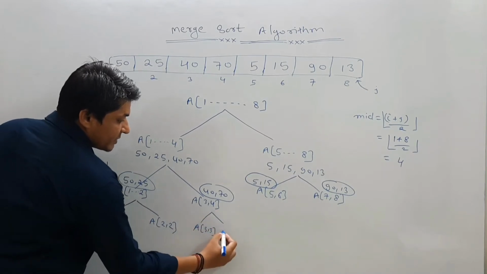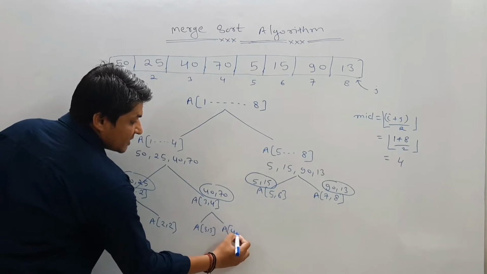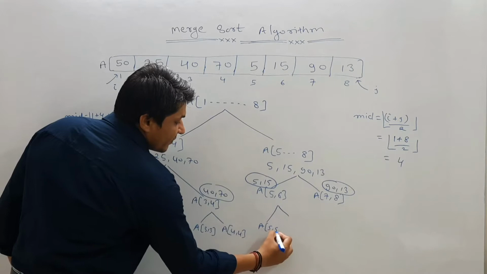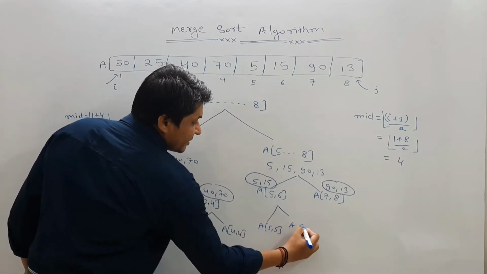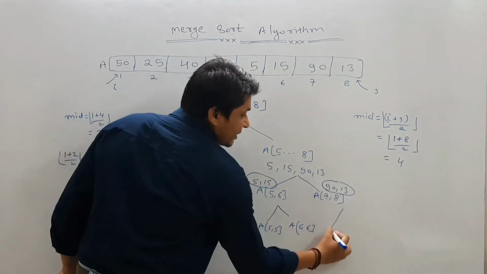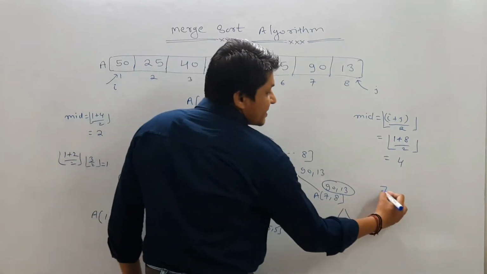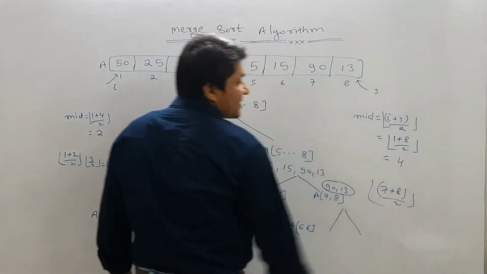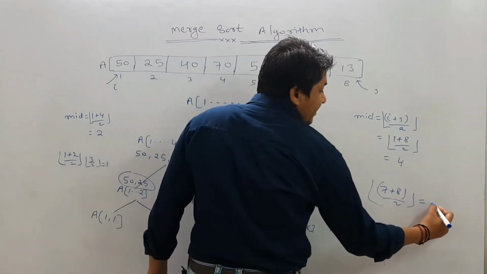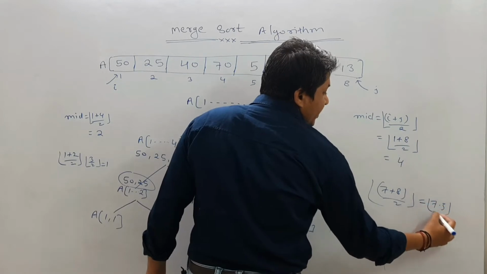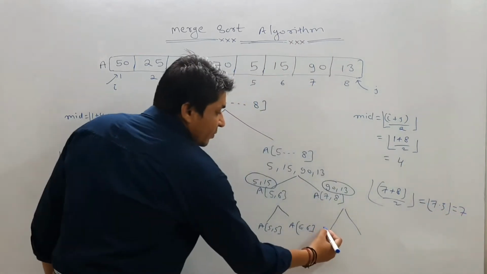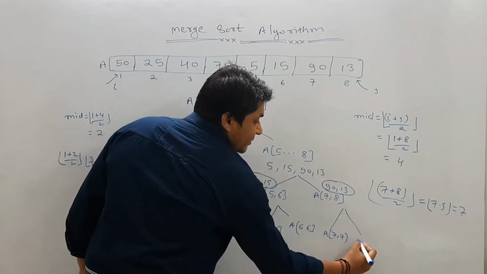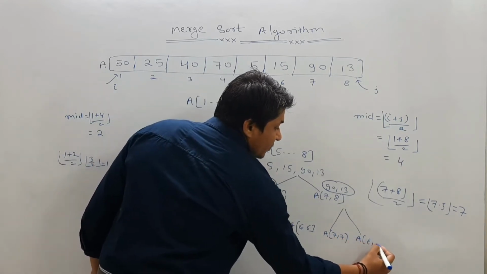If you calculate mid for this, it will be divided into two parts, 4 comma 4. This is nothing but A of 5 comma 5, and this is nothing but 6 comma 6. Now let us calculate the mid in this one also: 7 plus 8 divided by 2, and take the floor value. 7 plus 8 is 15, divided by 2 is 7.5, and if you take the floor value, it is going to be 7. So one array would be from 7 to 7 and another array would be from 8 to 8.